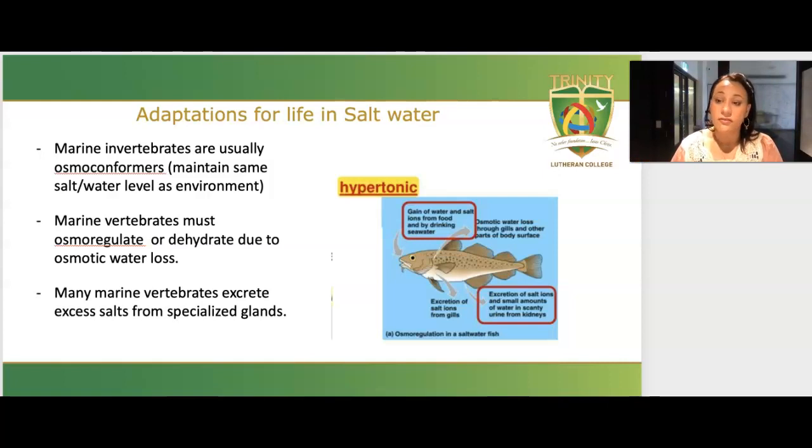But marine vertebrates like fish, dolphins, all of those, we have to do something or we're going to dehydrate. All that water is going to leave, and that's not good for our bodies. Many marine vertebrates have specialized glands to excrete salt from their body because all that extra salt builds up, and we have a complex urinary system to ensure that we excrete lots of salt ions and hold on to as much water as we possibly can.